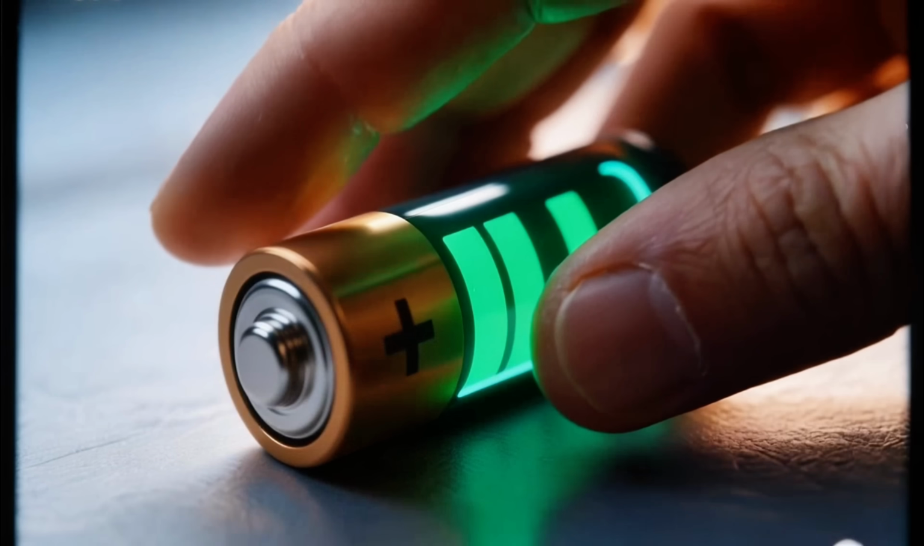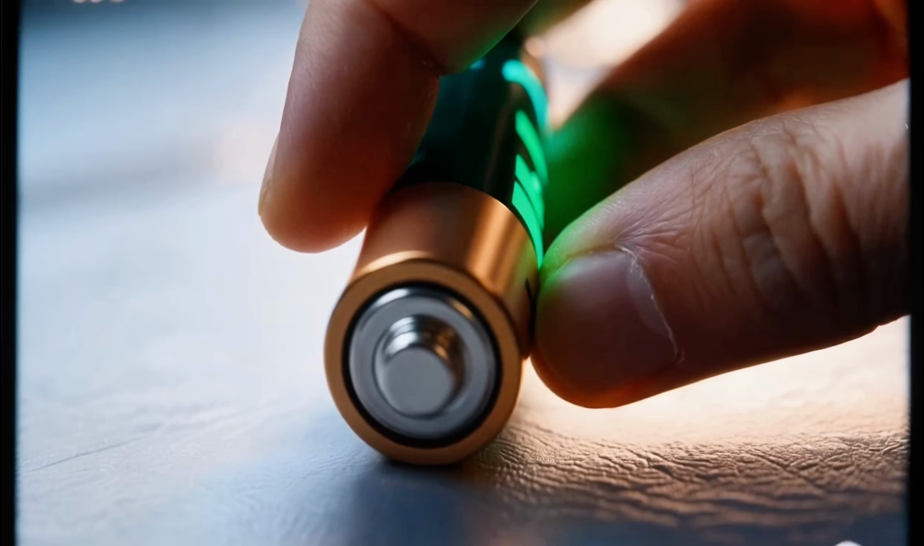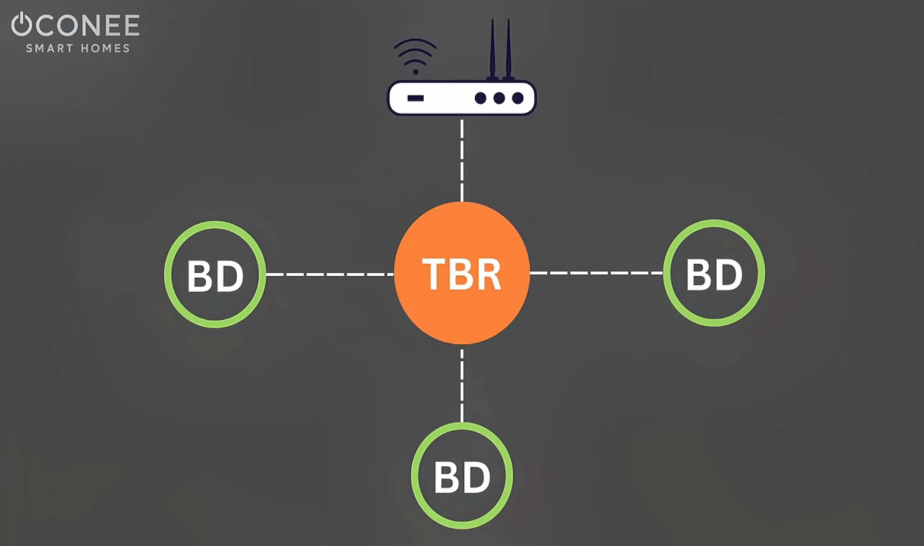And once you understand these roles, the most common Thread mistake becomes obvious. The biggest mistake I see is people starting with and going all in on battery-powered Thread devices. It makes sense. You see the Matter logo on the box, you pick up a few sensors, you set them up, and you hope that the network will just figure itself out.